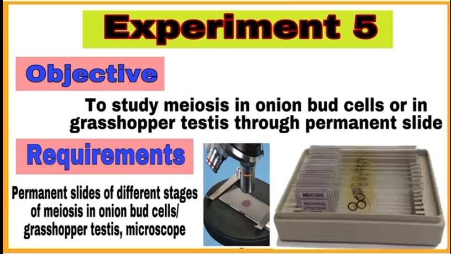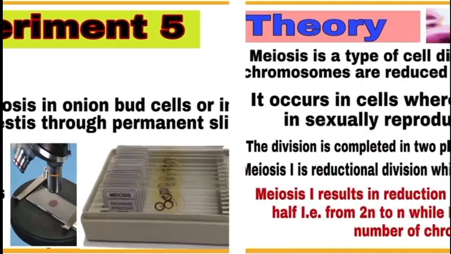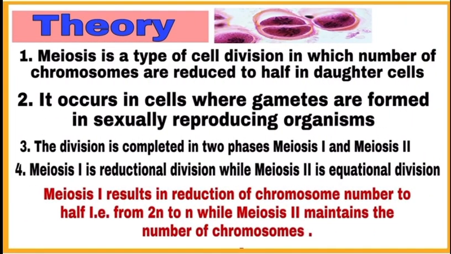Then write the requirements. We require permanent slides of different stages of meiosis in onion bud cells or in grasshopper testes, and also we need a compound microscope to watch these slides. Write the theory part of the experiment.